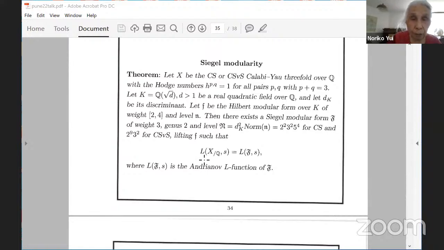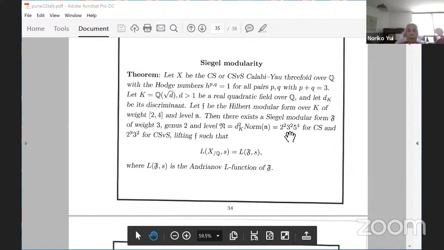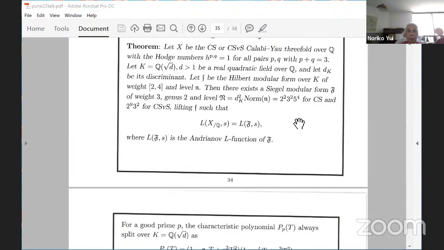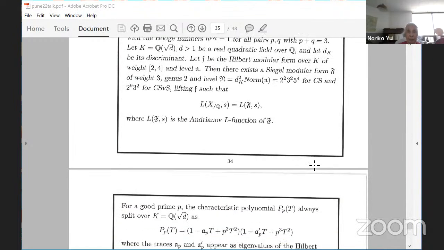So if you consider the L function over Q, not over K, this L function will coincide with the Siegel modular form. That's the lift. And the L function here is the Andrianov L function. Okay, so as you see, the level is enormous. So computation wise, these computations are almost impossible.